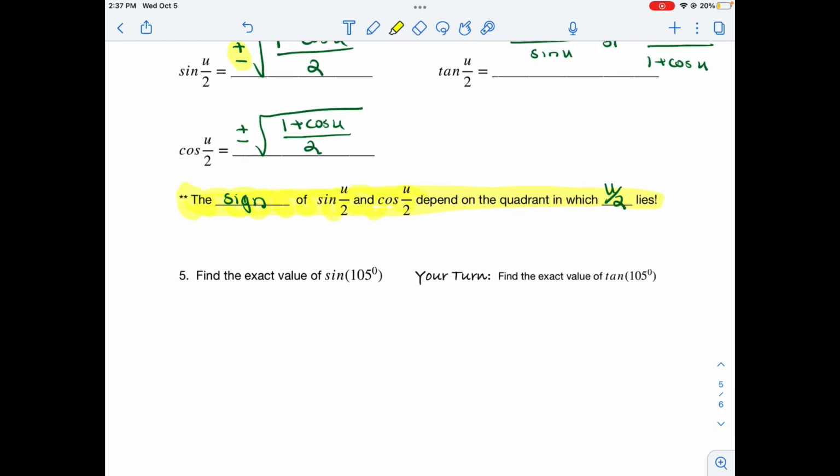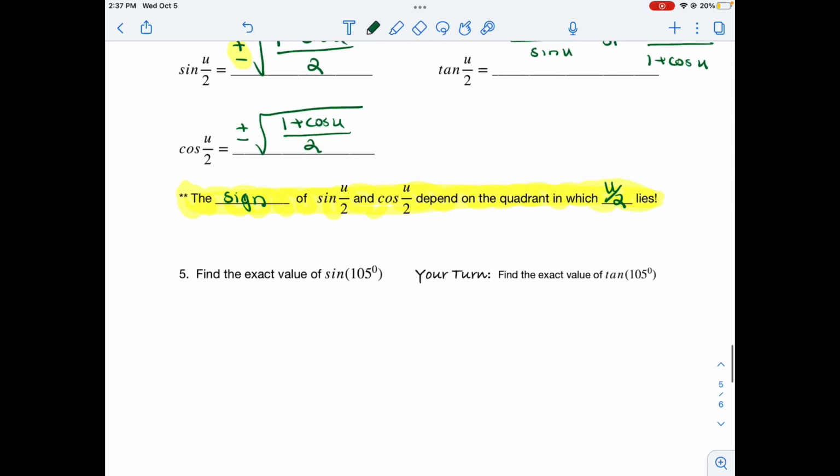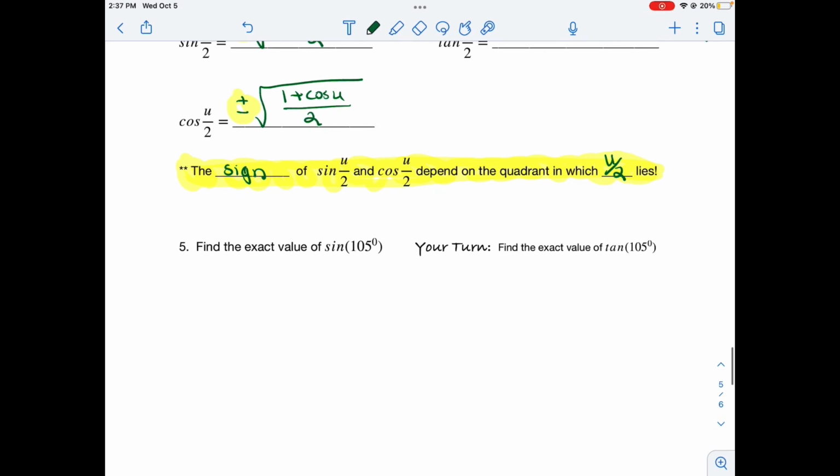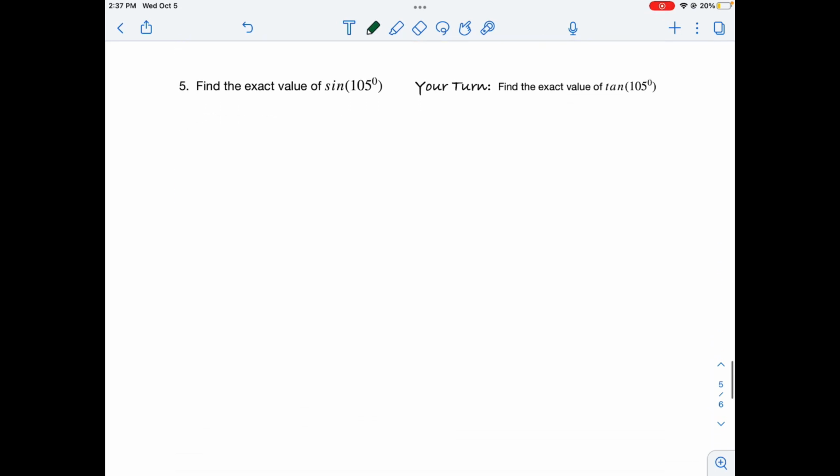Okay, so let's see how we can use these to help us figure out this information. So I'm going to find the exact value of sine of 105. This is a way for us to find some angles that are not on the unit circle using only unit circle measurements. So first I'm doing sine. First I look at 105 degrees. What quadrant is 105 in? Well, that's in quadrant 2. And is sine positive or negative in quadrant 2? Well, sine would be positive in quadrant 2.